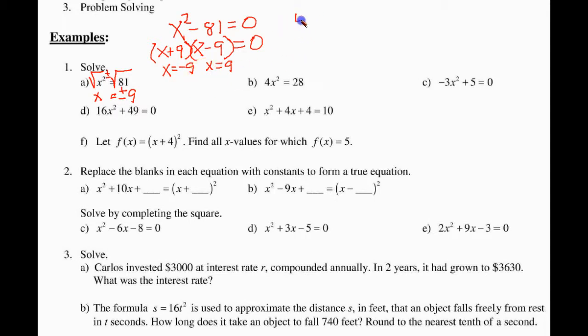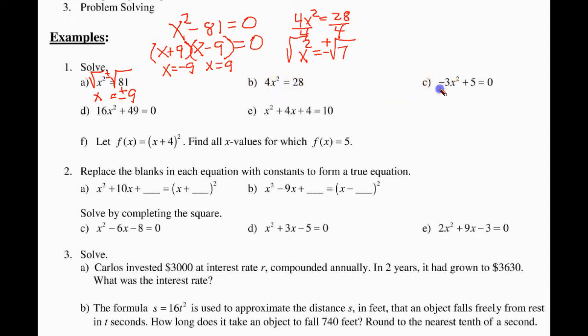All right, let's set this one up. It's 4x squared equals 28. Now we want to isolate the x squared. So we're going to divide both sides by 4. We get x squared equals 7. Now we're going to take the square root of this side, and then using our new technique, plus or minus the square root of 7 is our answer. Now notice this wouldn't factor well, and so using the principle of square roots is the way to go for something like this.